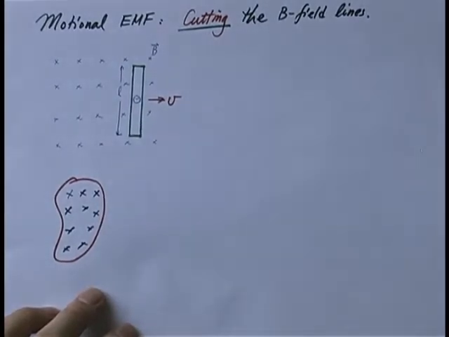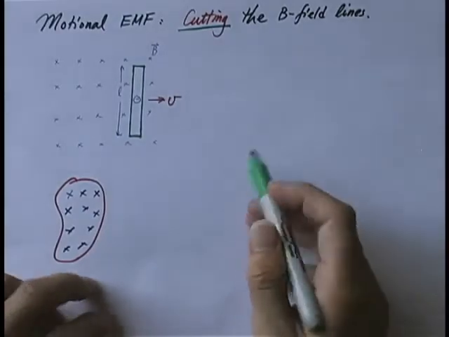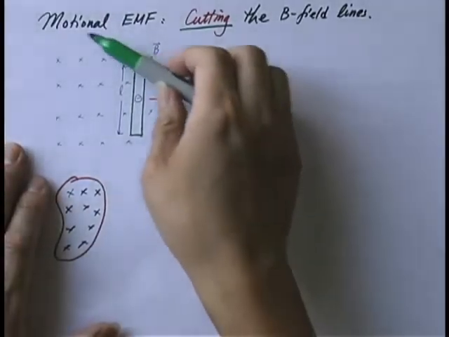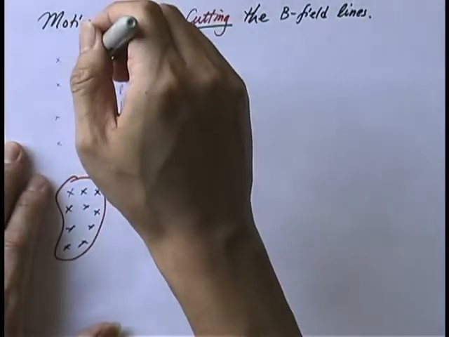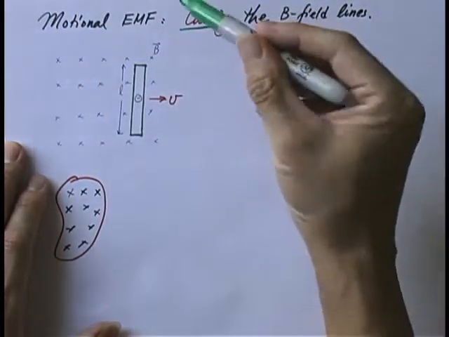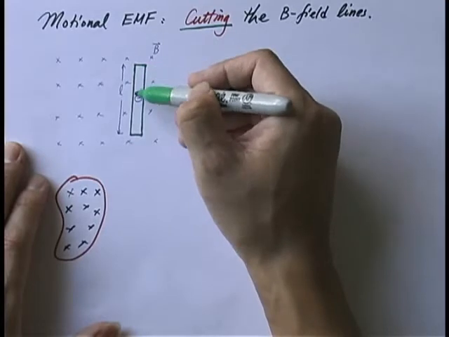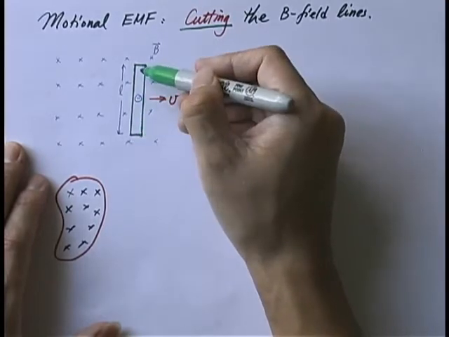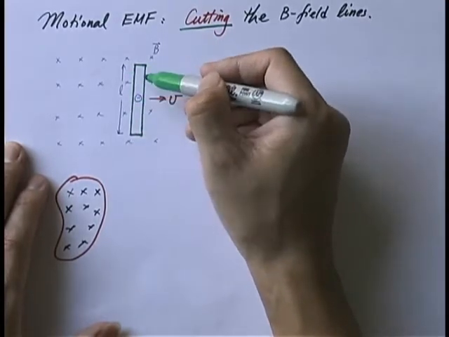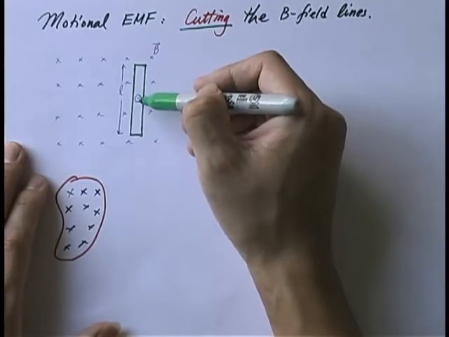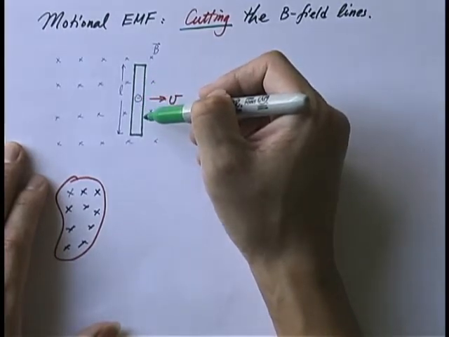With that in mind, now let's take a look at a simple geometry where you have, say, a uniform B field pointing into the paper, and it's a simple geometry, meaning we just have a straight bar of a certain length L. And it's made of conducting material. Let's assume it's made of conducting material.